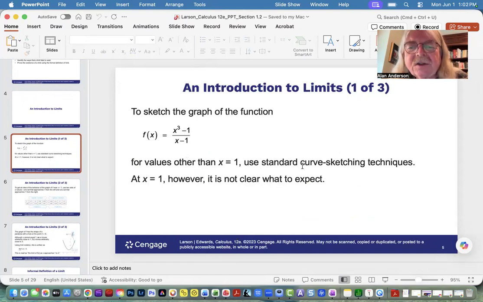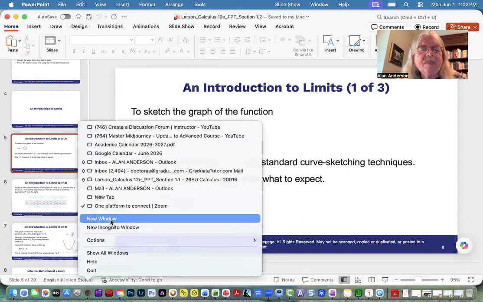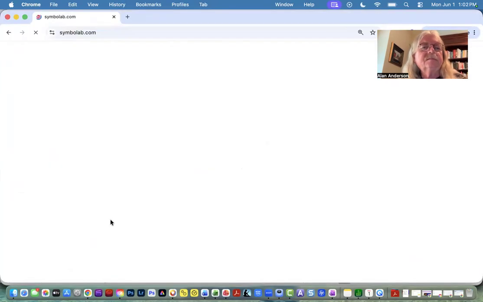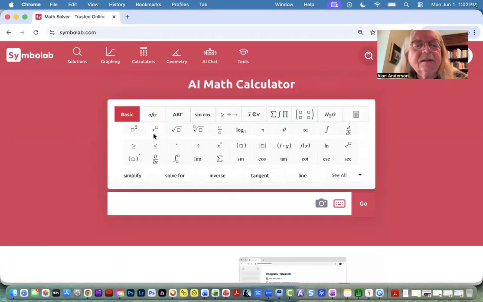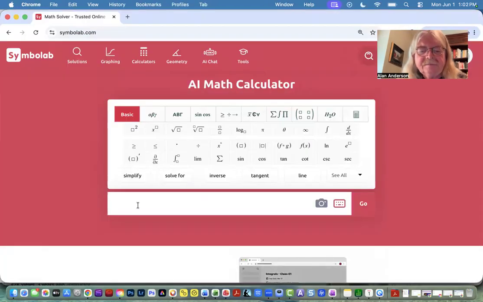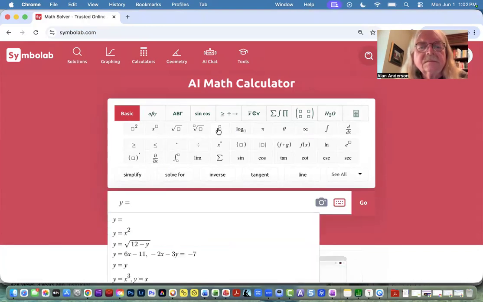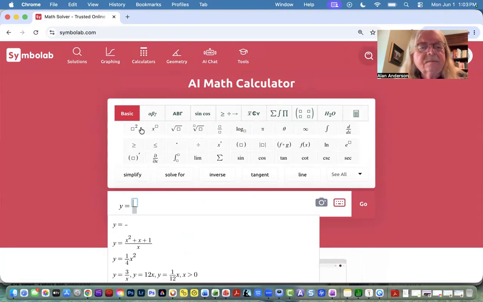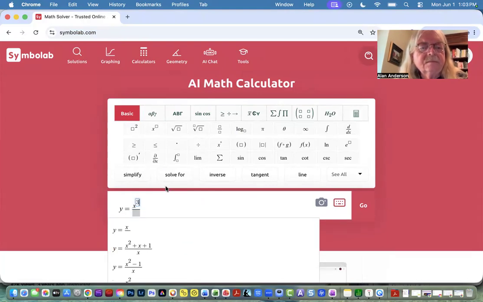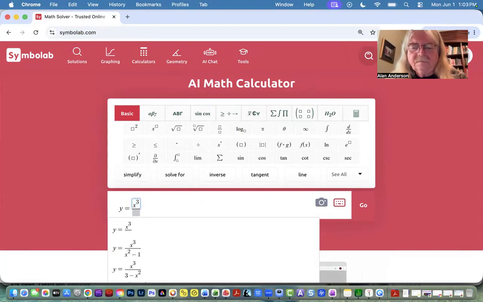So it says here, use standard curve sketching techniques. Why don't we go visit our friend Symbol Lab and see what this is all about? x cubed minus 1 over x minus 1.